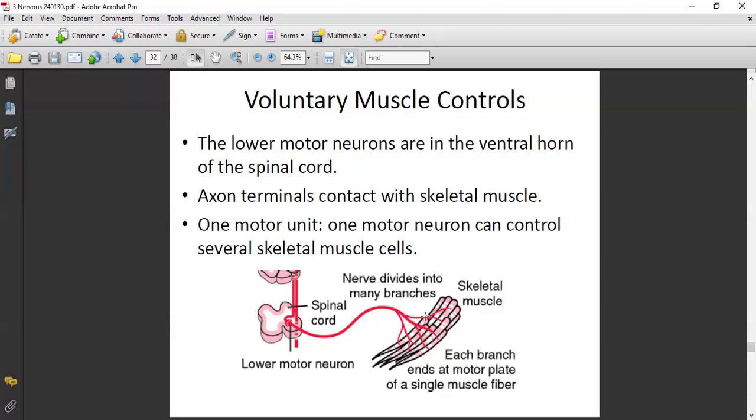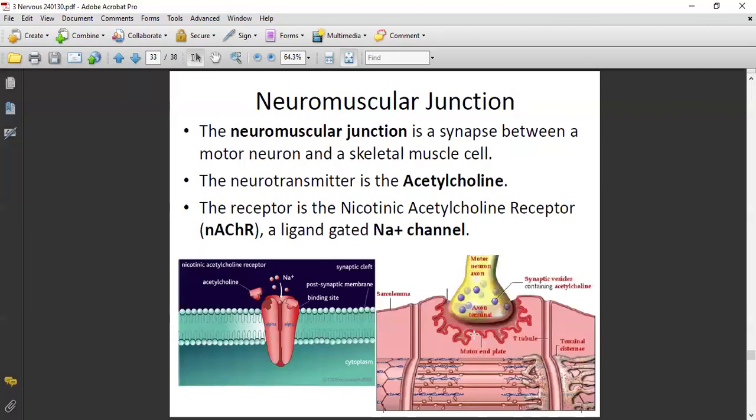And so you can have a large force by having the system innervate a lot of muscle, or like in your finger, you will have fine movement. So in your finger, the setup has a smaller group of motor units. So this is a motor unit: one motor neuron controls several skeletal muscle cells. And so let's look at the synapse. I think that's the next slide. Right, that's the next slide.